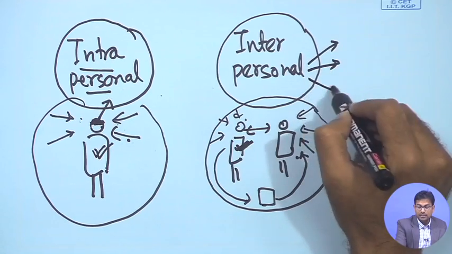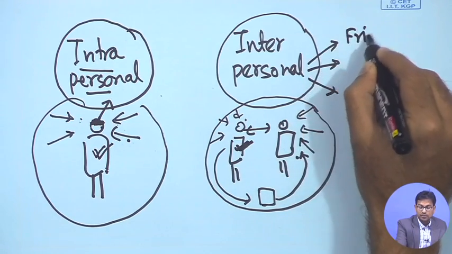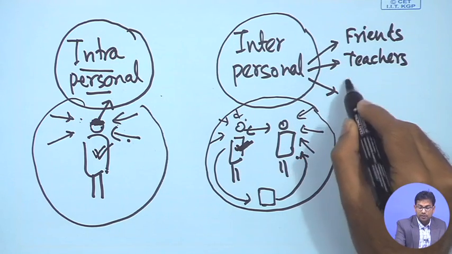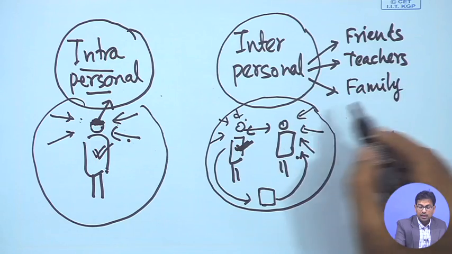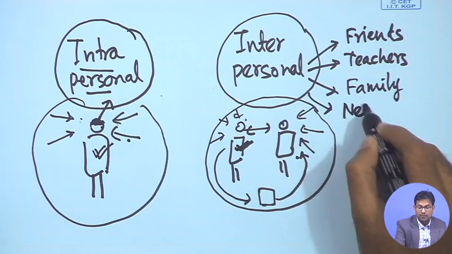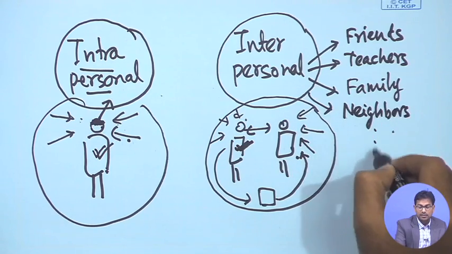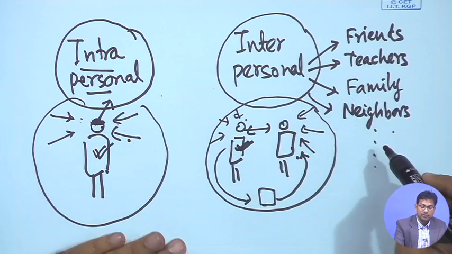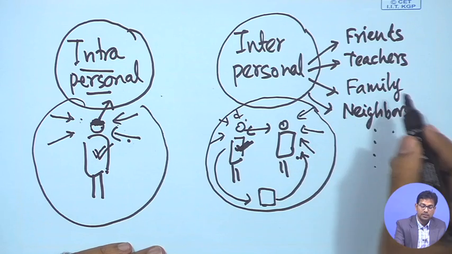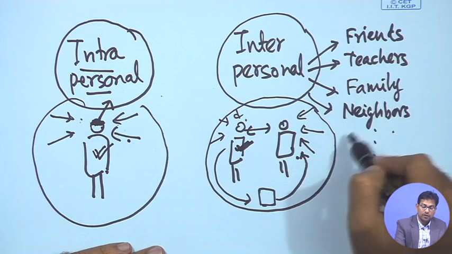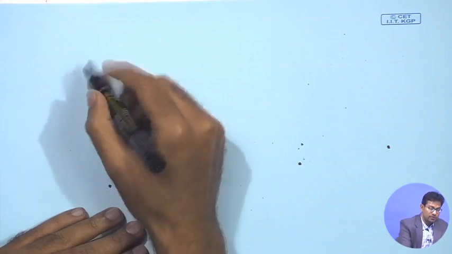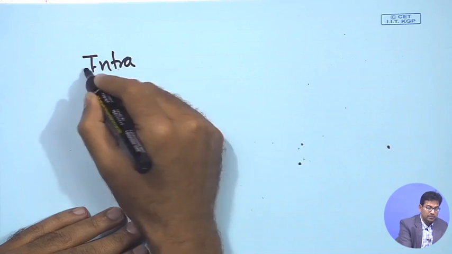There could be various varieties of interpersonal communication again. For example, the interpersonal communication that you have with your friends is different from that you have with your teachers, is different from that you have with your family members, or with your neighbors, and this list can go on. So interpersonal communication varies; the degree of communication, the level of information being communicated, varies for different entities from time to time.